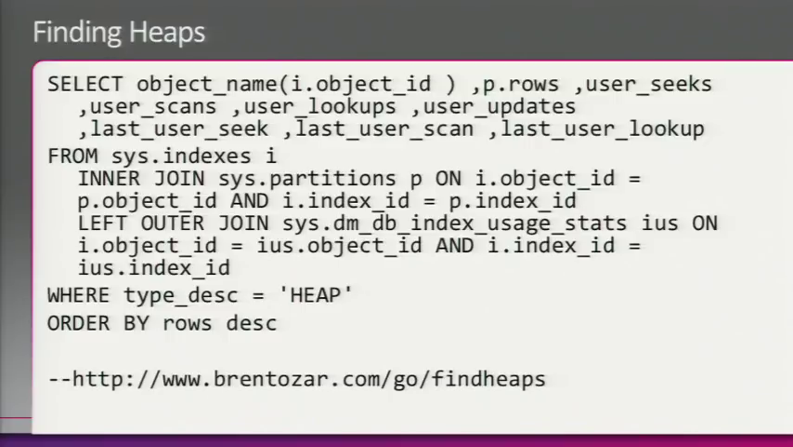Now, don't worry, I've got this. This is on my website, plus I've got a link to it on the last slide, brentozar.co/go/findheaps. And it will just zip through your database and tell you all of the objects that don't have a clustered index. And I want you to go through and add one.